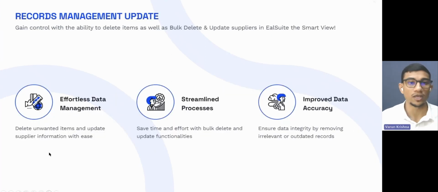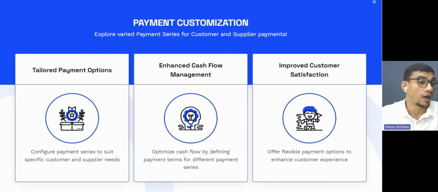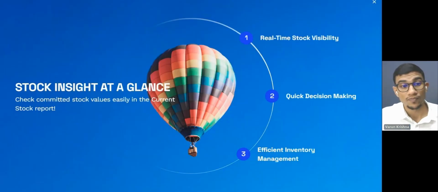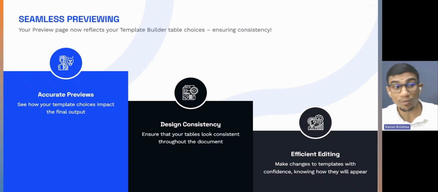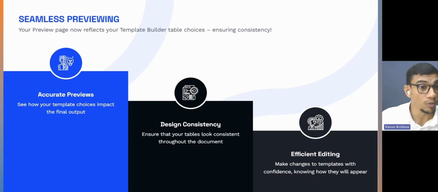The next one is the records management update. We have introduced the bulk delete and bulk update for suppliers as well as for items. And we have now separated the payment series for customers and supplier payments. Stock insight, now you will be able to easily look into committed stock values in the current stock report itself, and you can make an informed decision based on that. Then whatever format you have set in your template builder for individual bills, you will be able to preview the bill in the same format itself.